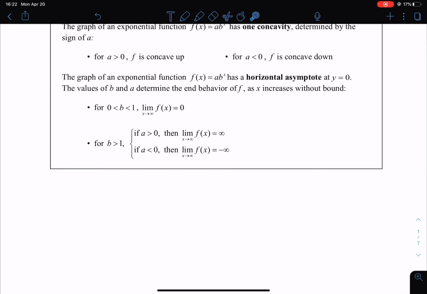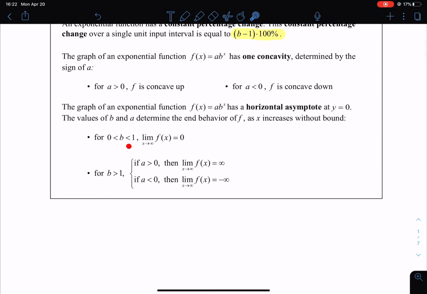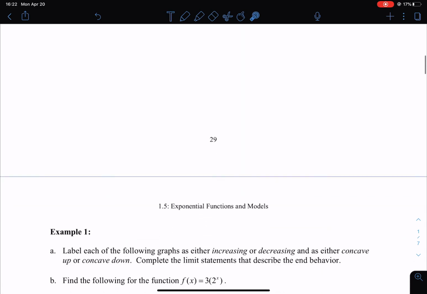And the limiting value, the end behavior, is determined by the value of b. The value of b cannot be negative. The value of b must be positive. And if b is less than 1, then the limit is just 0. If b is positive and greater than 1, then we have the corresponding result.